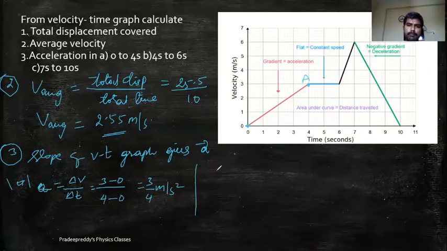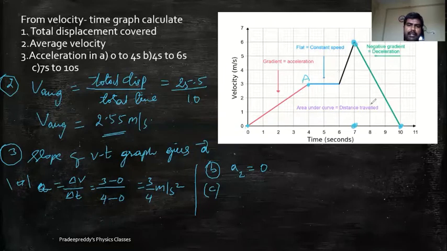Next B. You should find out the slope for 4 second to 6 second. Acceleration A2 will be equal to 0, because it is constant speed, speed is not changing, slope is 0 for that. Next question C, it is from 7 to 10. 7 to 10 means here to here.